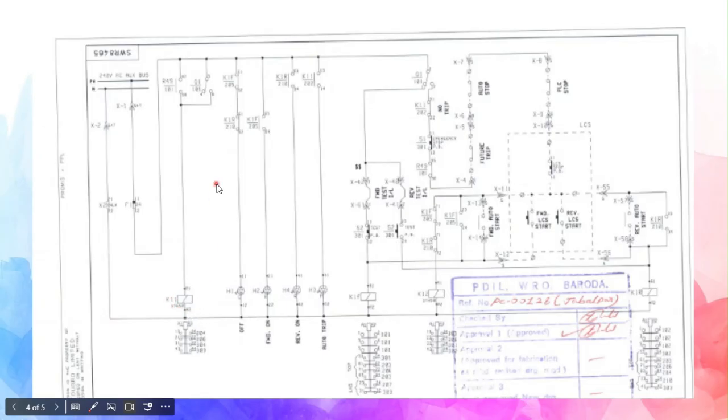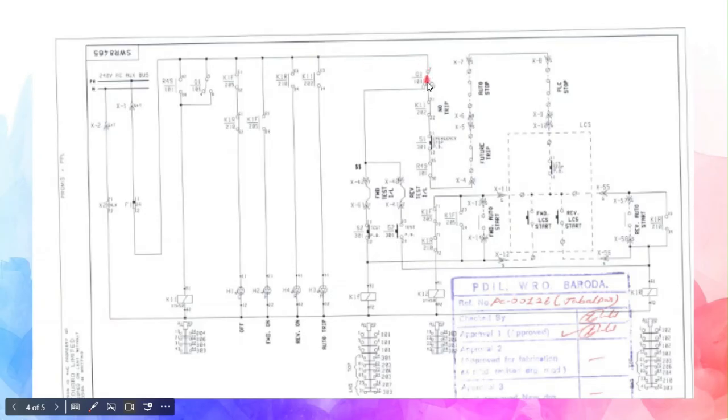So the K11 contact is used, and this is indicating auto trip, right? And others are K1F, K1R. Both are closed, so the motor is off. K1F is on means forward on. K1R is on means reverse on. These are all indications which are just in front of the MCC.